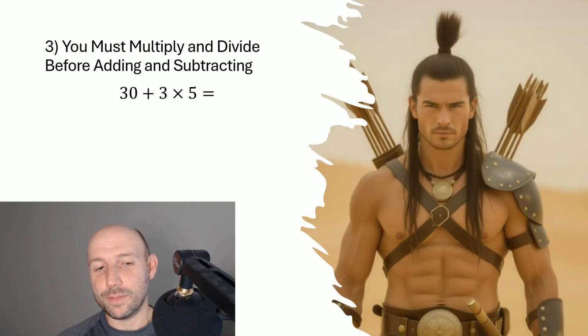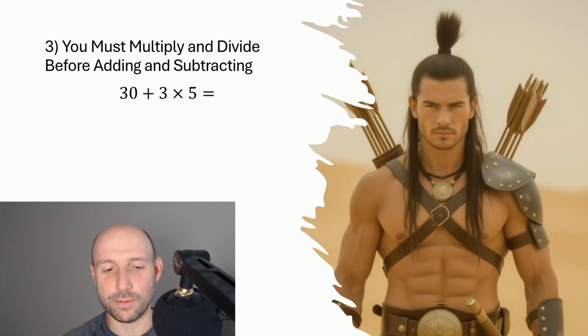Rule 3. You have to multiply and divide before you add and subtract. For example, let's say you want to calculate how many hit points a character will have. And let's say they have 30 hit points from rolling dice plus a bonus. And the bonus is their constitution modifier, which happens to be 3, times 5, which is their level. So 30 plus 3 times 5.